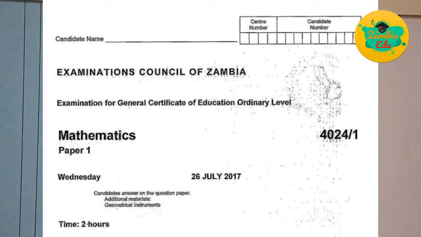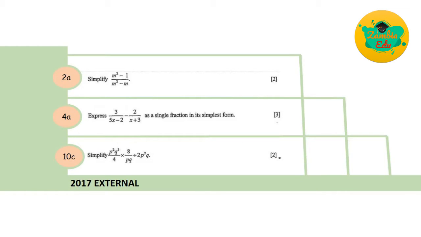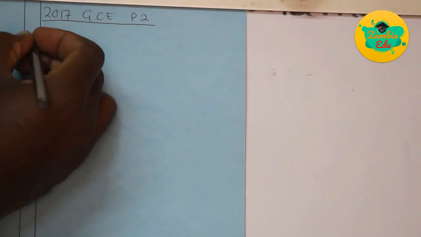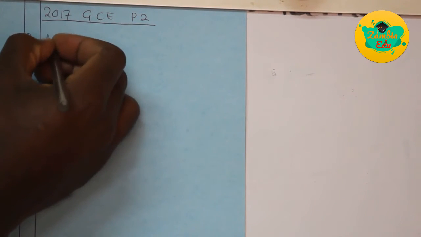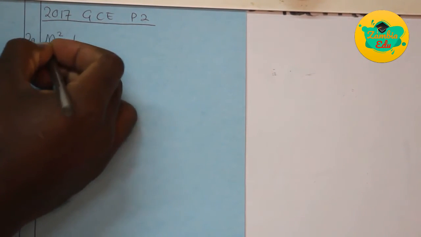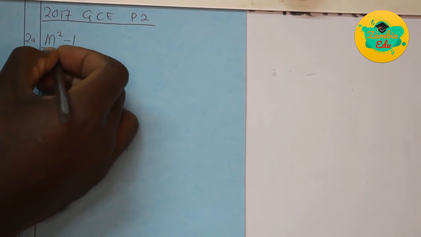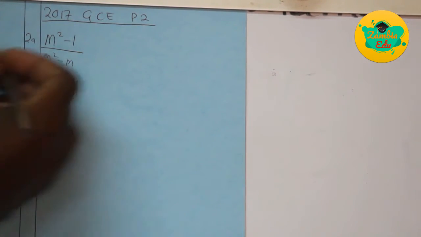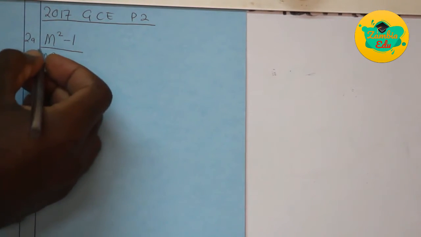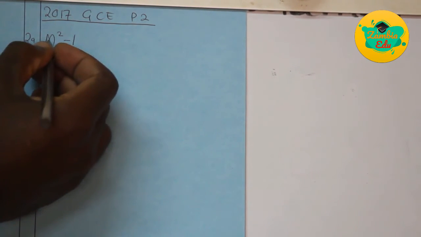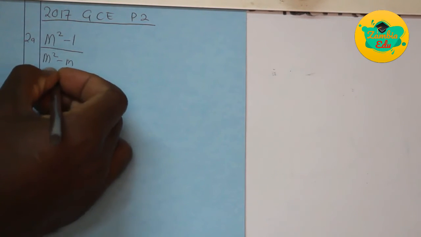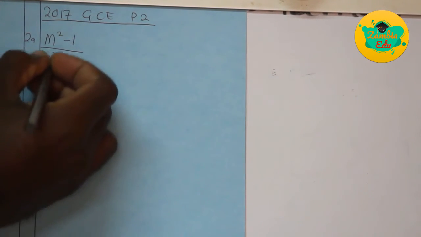And the first question in this paper was question 2A, which reads as follows: simplify m squared minus 1 over m squared minus m. So I'm going to write what is important for us to consider when calculating. We write m squared minus 1 over m squared minus m. So that one quickly, we notice that for the top one, it's okay, we leave it the way it is, m squared minus 1, over the bottom one.